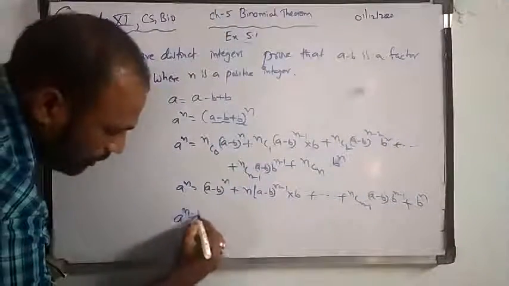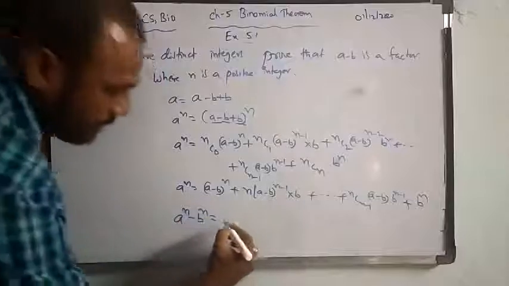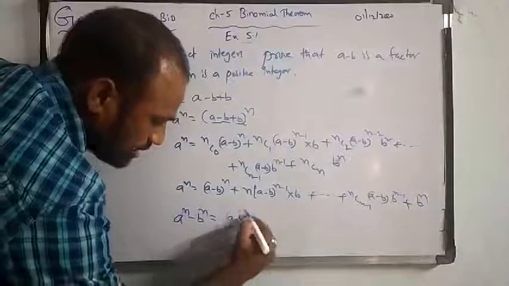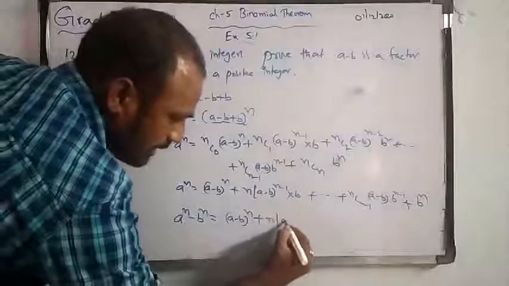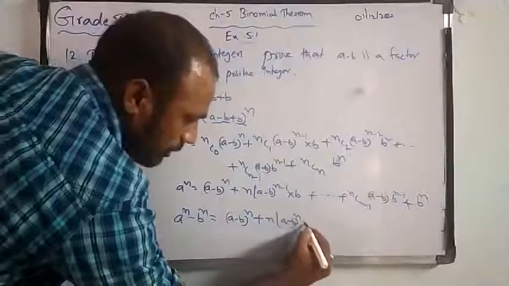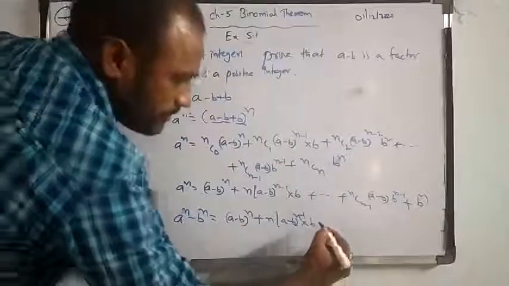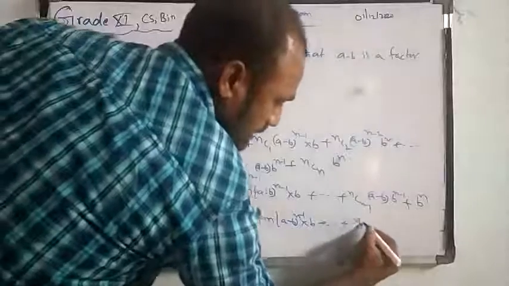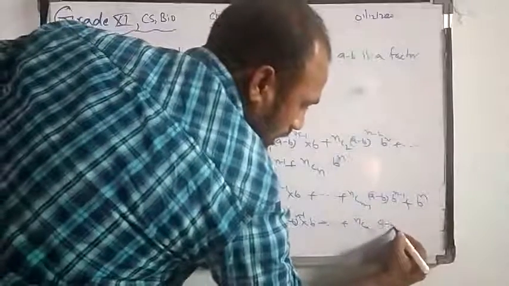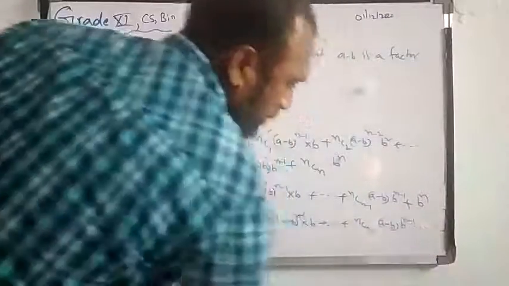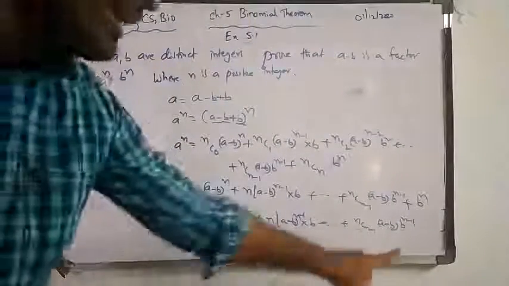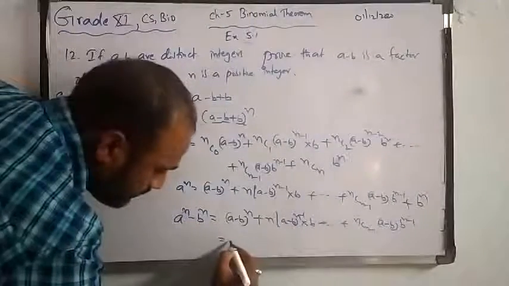So it will be a to the power of n minus b to the power of n is equal to (a minus b) whole power n plus n into (a minus b) whole to the power of n minus 1 into b plus and so on plus nC(n minus 1) (a minus b) into b to the power of n minus 1. So in this I can take a minus b as common.